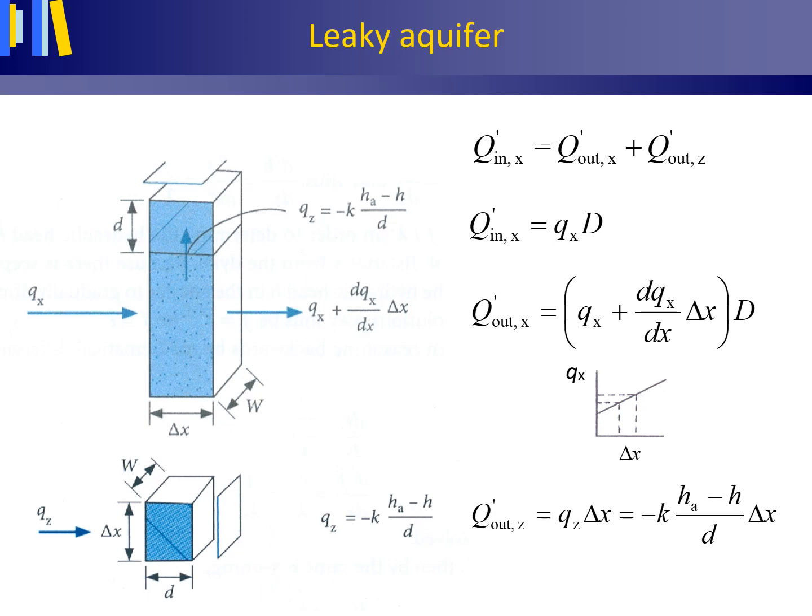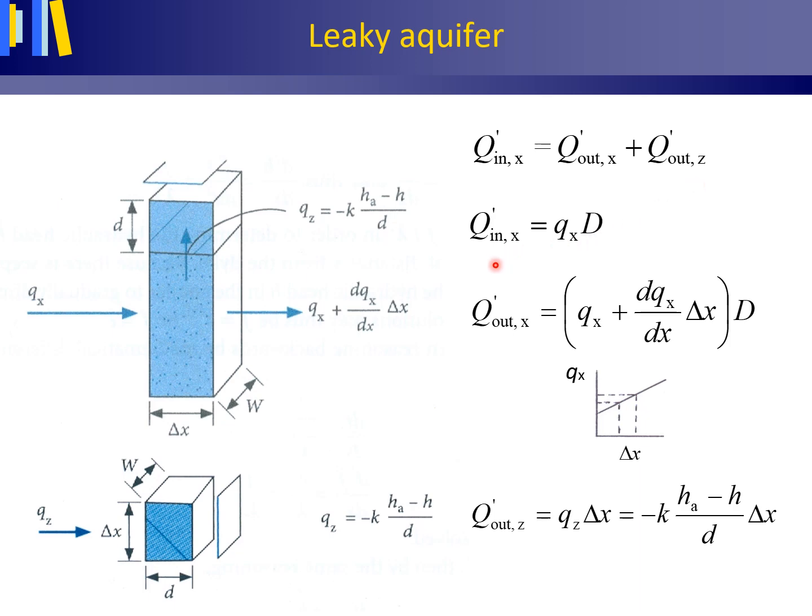The water balance for the aquifer part of this rectangle of the subsurface, using units of square meter per day, reads: the volume flux Q in the x direction equals the volume flux Q out in the x direction plus the volume flux Q out in the z direction.